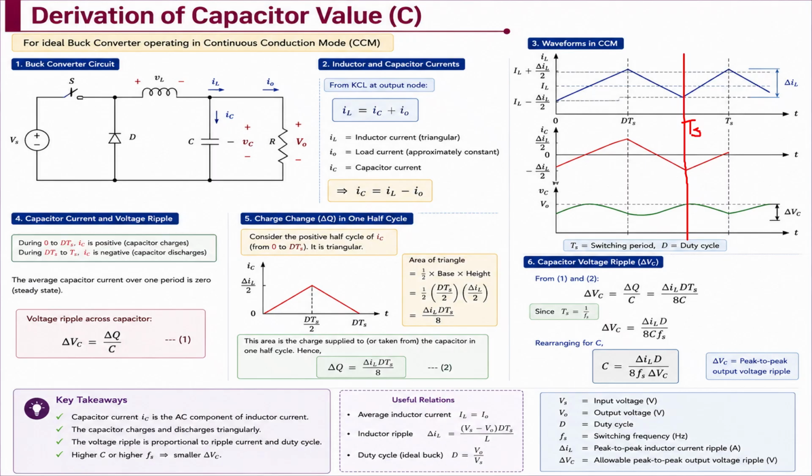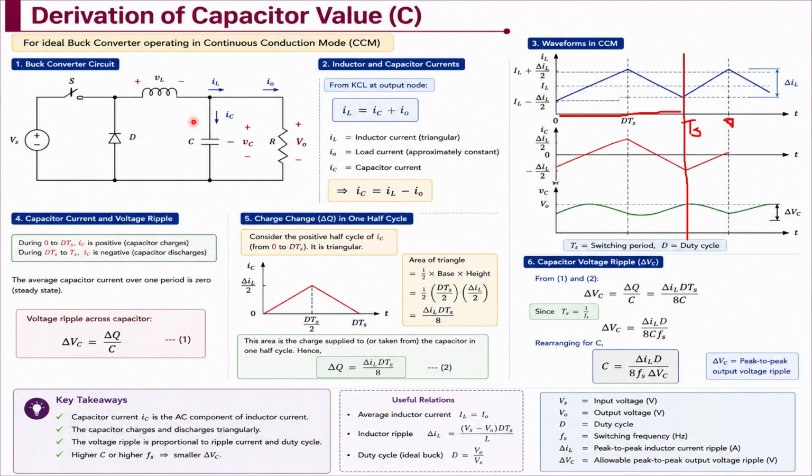Not this point. There is a correction in that. This is wrong. This is your turn on interval, and this is your turn off interval, and this much is your one cycle. So this waveform is your inductor current, and this waveform is the capacitor current. The capacitor current starts from negative, then positive, then it will again go to negative. This is the capacitor current, and this is the waveform of the output voltage or capacitor voltage.